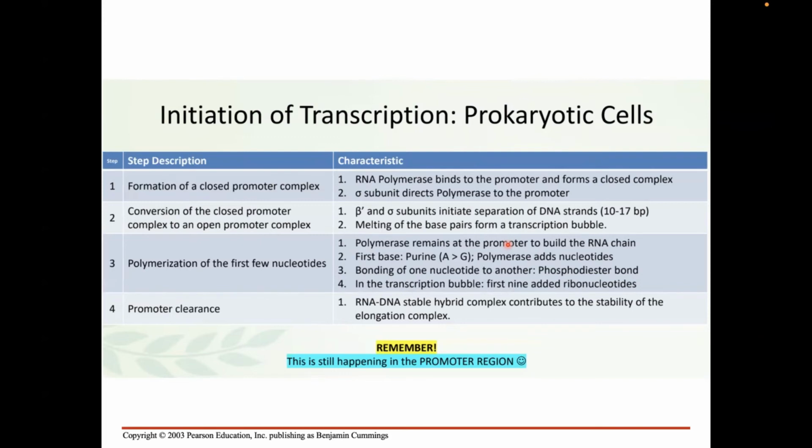Number 1, formation of a closed promoter complex. The characteristic is that the RNA polymerase binds to the promoter and forms a closed complex. And then the sigma subunit directs polymerase to the promoter. And then the conversion of the closed promoter complex to an open promoter complex. Then the beta and sigma subunits initiate separation of DNA strands, 10 to 17 base pairs.